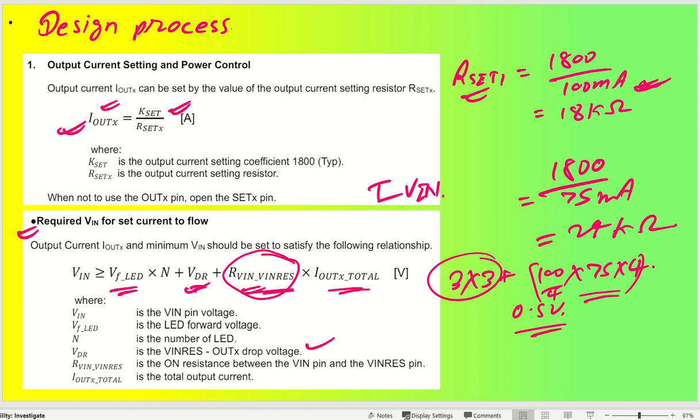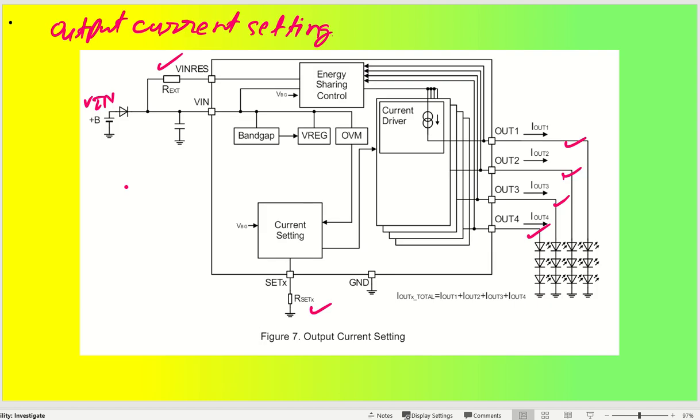now let us see some other parameters. How are we going to set the output current? We have already told you, the R set value you have to put through the set X pin to set the output current. Okay, this is how you are going to get your I output in each channel, by setting the resistor value at the set pin. And this is how the LEDs will be connected. The I out total will be I out 1 plus 2 plus 3 plus 4. So this is how the total current will be there, and this much will be required at the input supply also.